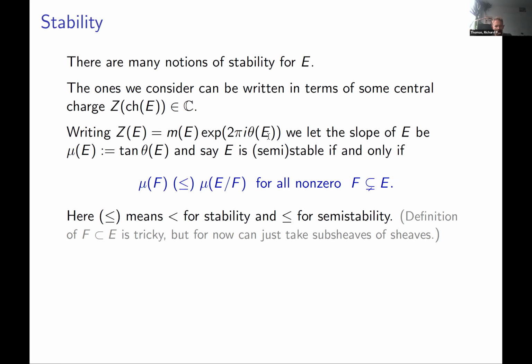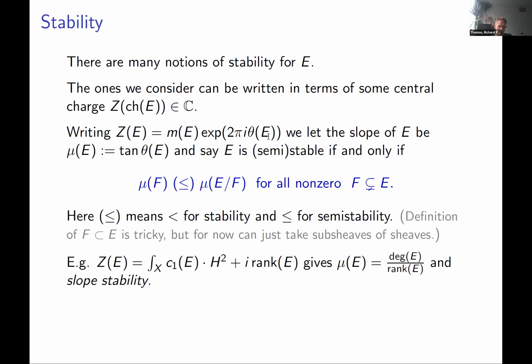For now, you should just think of subsheaves. Okay, so here's the example I should have given before. For instance, you can take the rank of a sheaf and its degree, so just the first Chern class measured against the hyperplane class. And the quotient of them is the usual notion of Mumford slope of a vector bundle. And then this gives a notion of slope stability. So a sheaf is slope stable if for all subsheaves F, the slope of the subsheaf is less than the slope of the quotient sheaf, which is close to saying the slope of the subsheaf is less than the slope of E. There's a tiny technical difficulty that we won't go into.